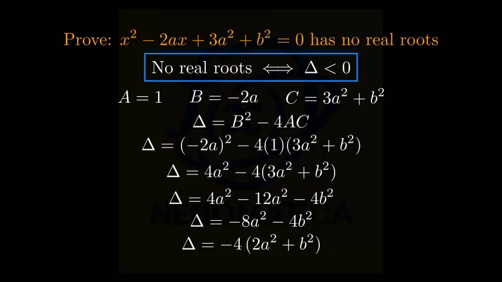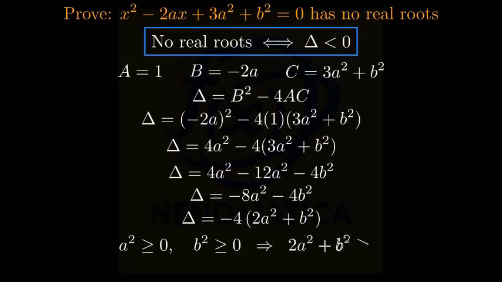(−2a)² gives 4a². Next, subtract 4 times 1 times the quantity 3a² + b², which is 12a² + 4b². Combining like terms gives −8a² − 4b². Factor out −4 to get −4 times the quantity 2a² + b². Now, interpret the sign of delta.